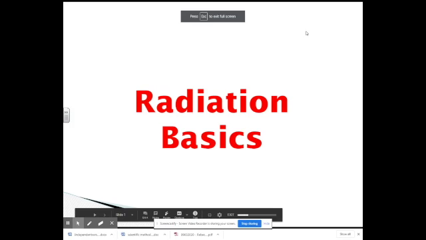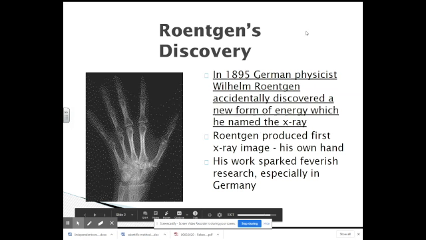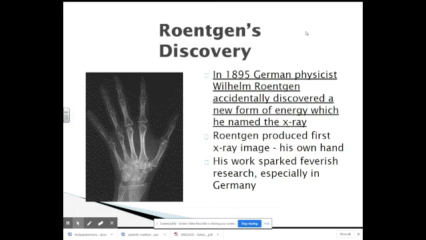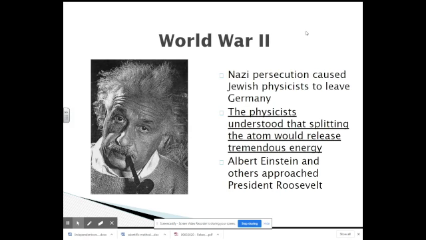So first, let's start by talking about different radiation basics. In 1895, German physicist Wilhelm Röntgen accidentally discovered a new form of energy, which he called the X-ray. His first X-ray was actually of his own hand, and this work sparked feverish research, especially in Germany, about what caused this, and they come to find out it is a form of radiation. In World War II, the physicists understood that splitting the atom would release a lot of energy, so they used that to help make the bombs.